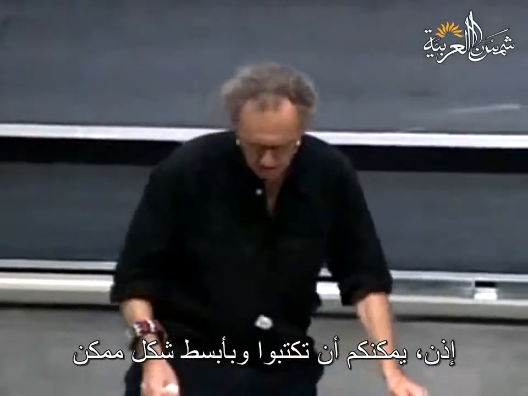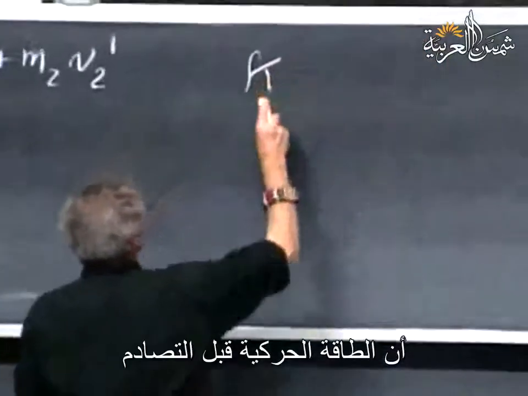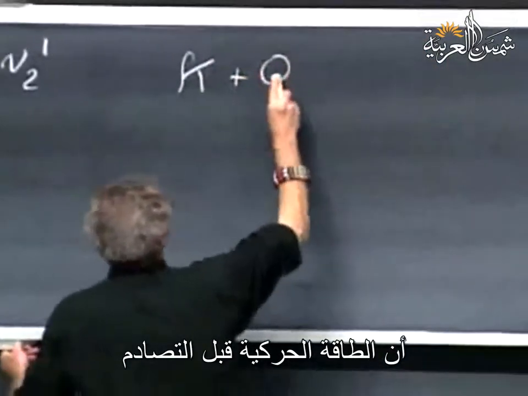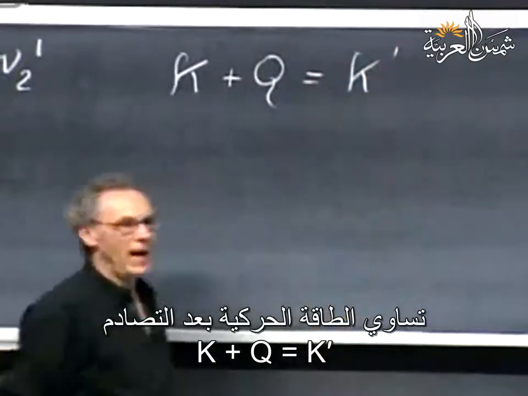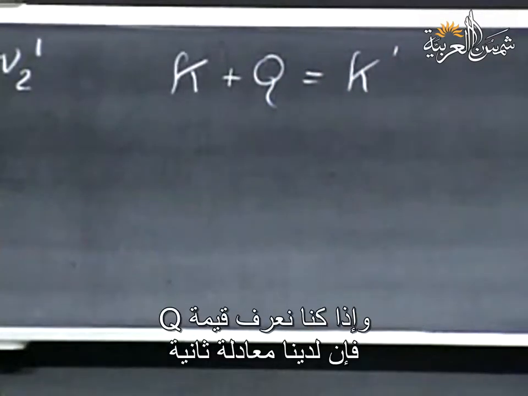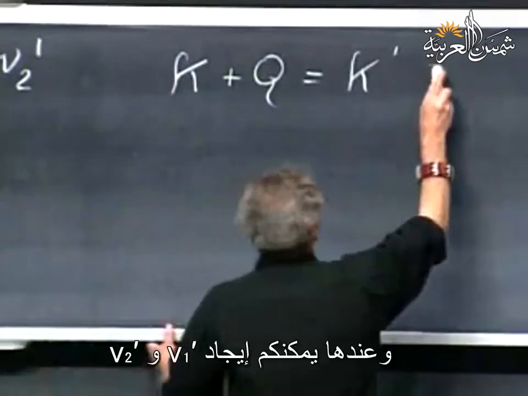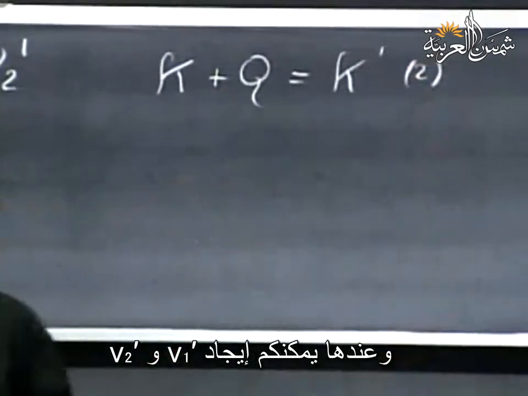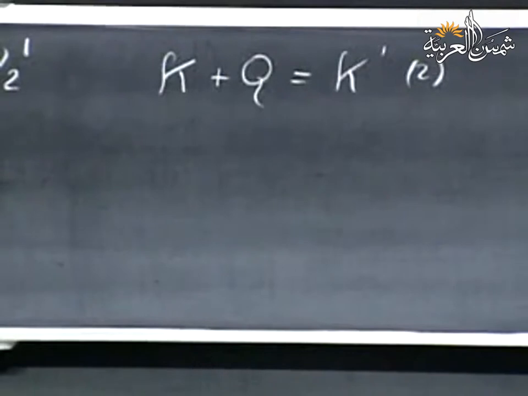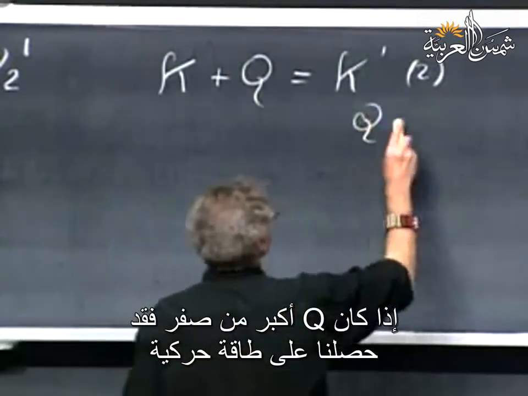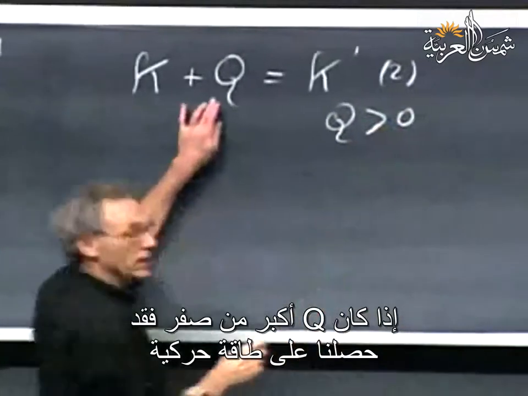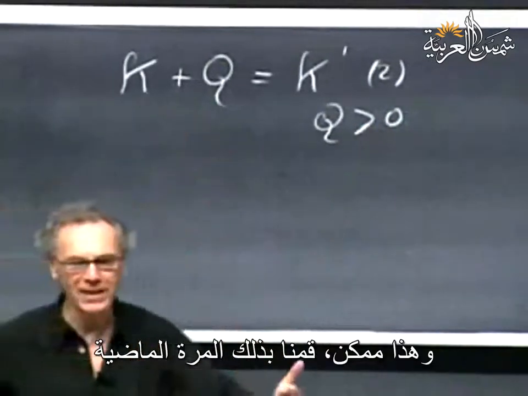When the car wreck plowed into each other, there was internal friction, no external friction, and that took out kinetic energy. And so, in its most general form, you can write down that the kinetic energy before the collision plus some number Q equals the kinetic energy after the collision, and if you know Q, then you have a second equation, and then you can solve for V1 prime and for V2 prime. If Q is larger than 0, then you have gained kinetic energy. That is possible. We did that last time.